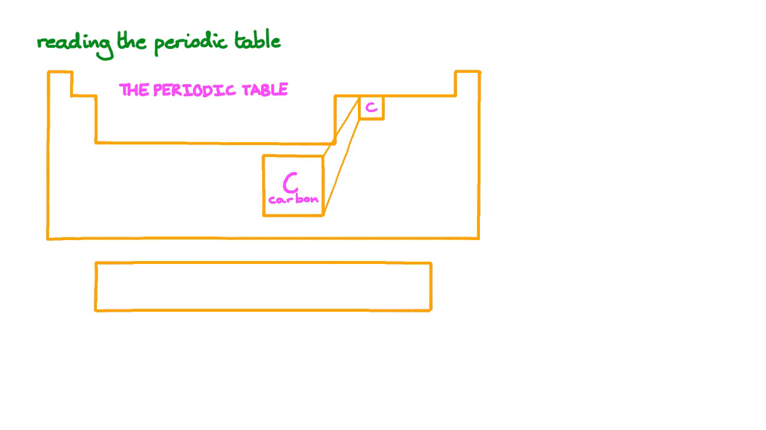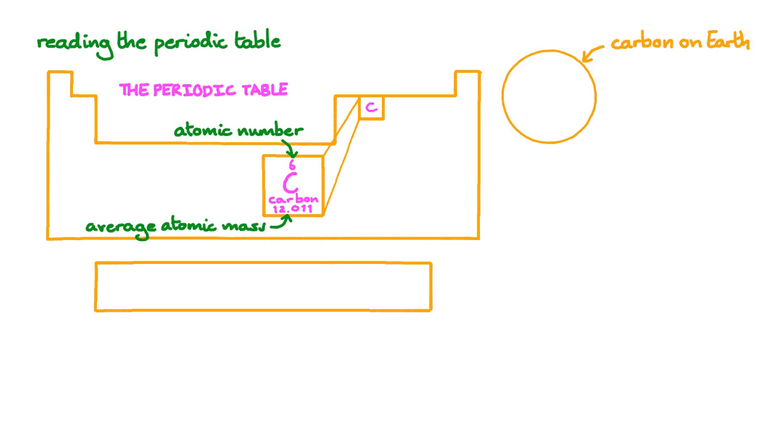We can pick out carbon on the periodic table. Inside the cell for carbon, you might see two numbers. The smaller of these is the atomic number. The bigger number is the average atomic mass, without the units of unified atomic mass units. The average atomic mass is calculated based on the abundance of the isotopes on Earth.